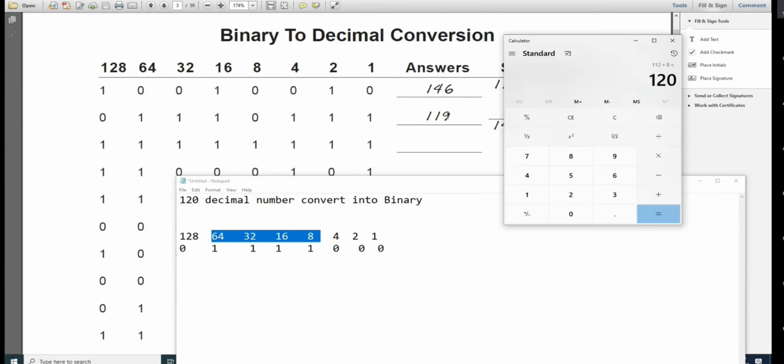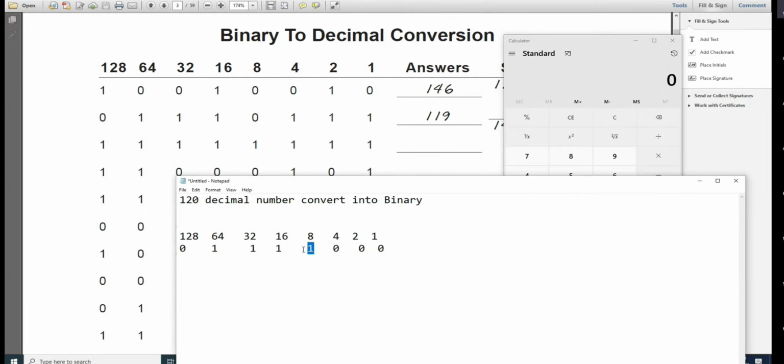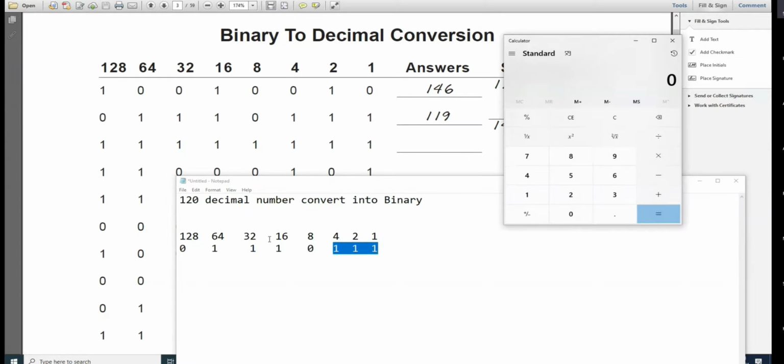Now if we need to convert 119, which bits need to be on? 64 should be on, 32 should be on, 16 should be on, but not 8, 8 should be 0. And 4, yes, we should make it on, make it 1. 2, you can make it 1, and this last bit you can make it 1. Now if you add these numbers, 64, 32, 16, 4, 2, 1, then it should be 119.